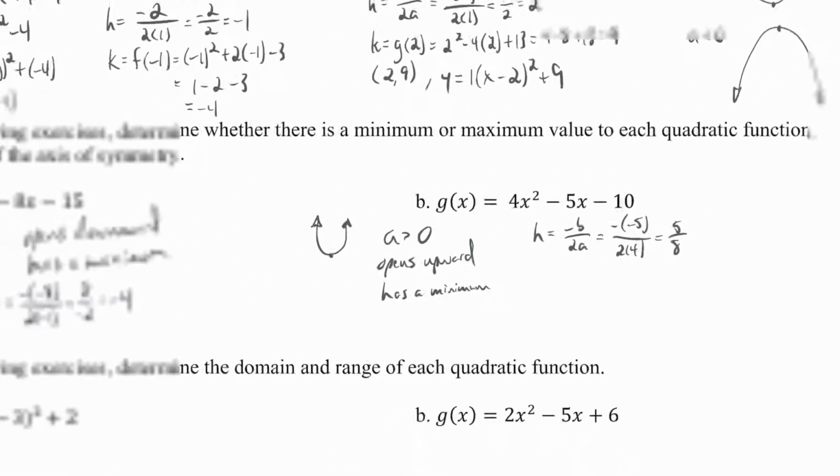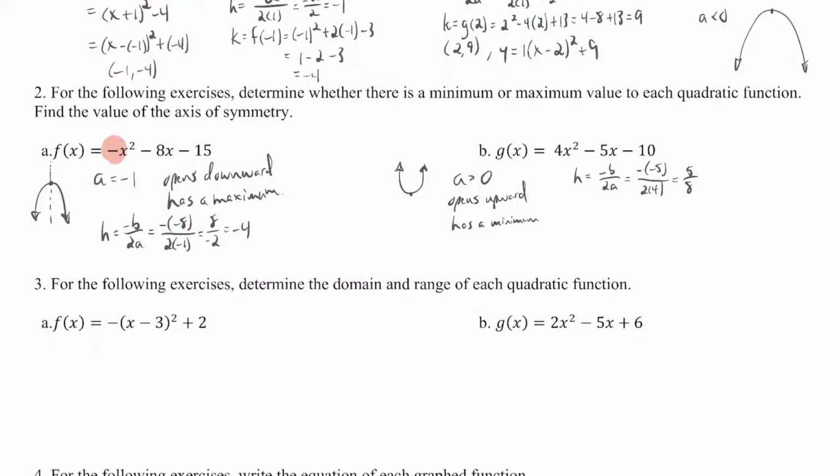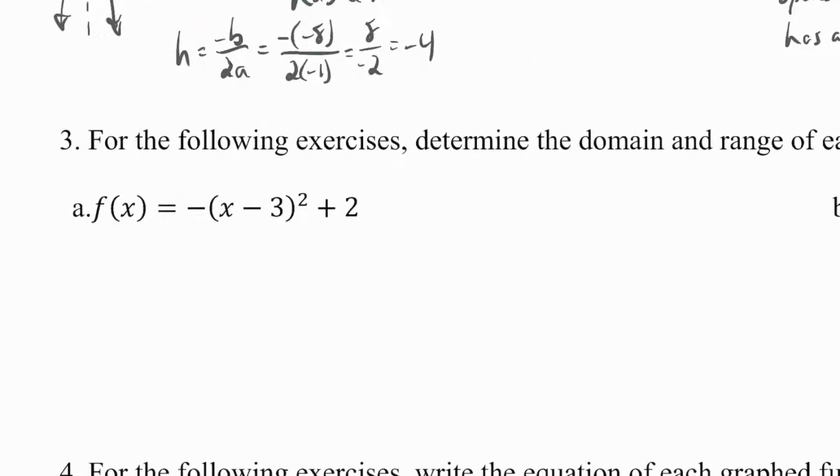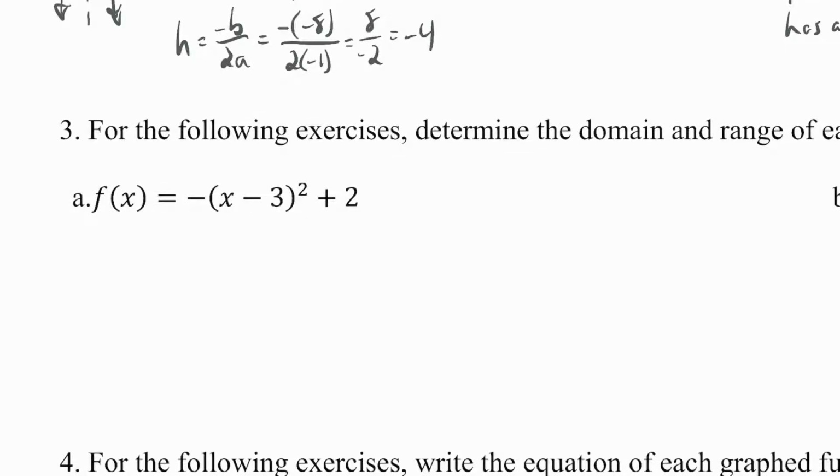Okay. What's next? For the following exercises, determine the domain and range of each quadratic function. Basically, if the graph opens upward, if it has a low point, then the y-coordinate of the vertex is where the range starts. The domain for a quadratic is always all real numbers. So really, this is about the vertex again. So whatever k is, if you have an open upward, this one opens downward.